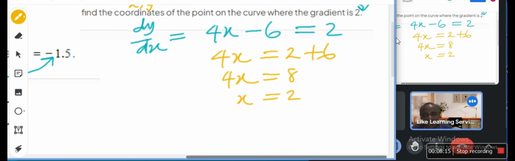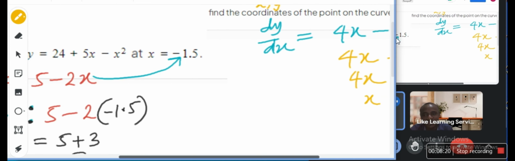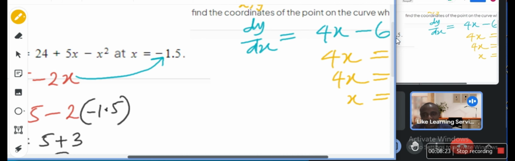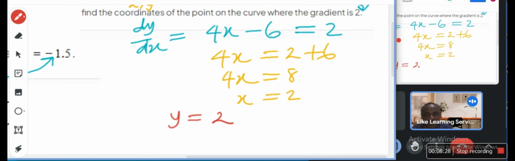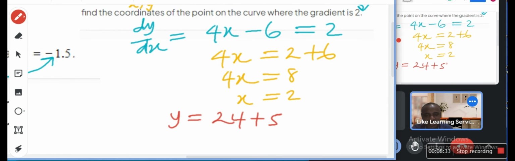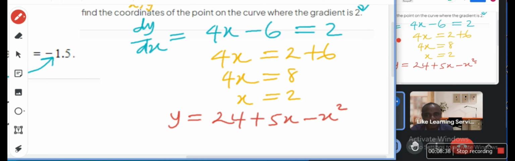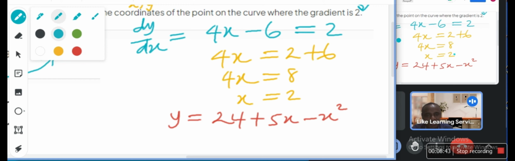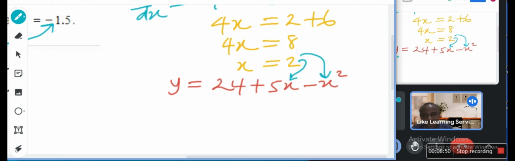You are just going to substitute this x value into the main equation, isn't it? Yes. What's the original equation? y equal to 24 plus 5x minus x squared. That was the original equation. So just substitute 2 into all of this. Substitute 2 here and 2 here, to get the other value of y.